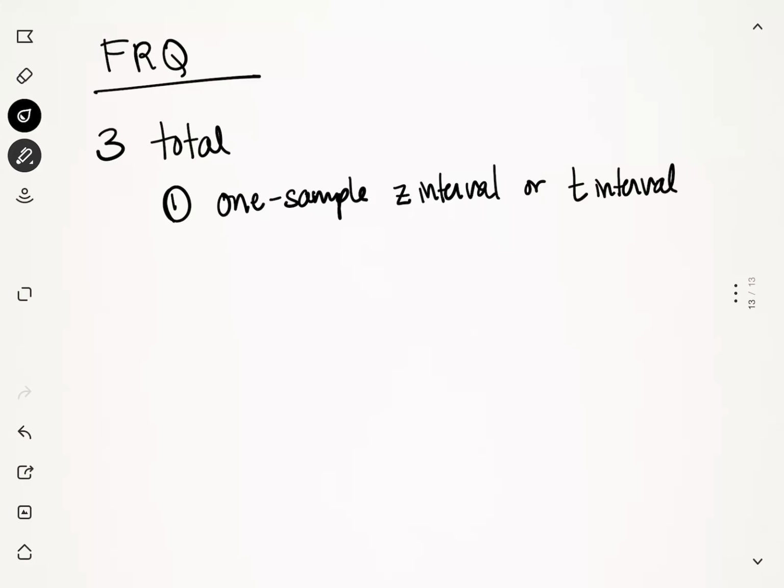Okay, so you're going to need to be able to look at the problem and first identify that we're talking about a population mean. And then you're going to need to be able to determine, do we know the population standard deviation or do we not know that? And that then will lead you to which type of interval you need to be using. The second type of problem that you're going to see on the free response portion, it might not be number 2 on the exam, is a paired T interval.